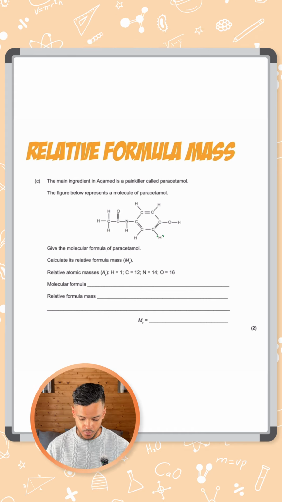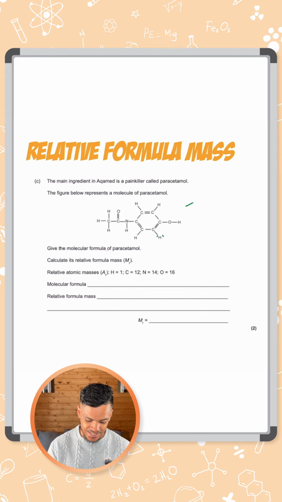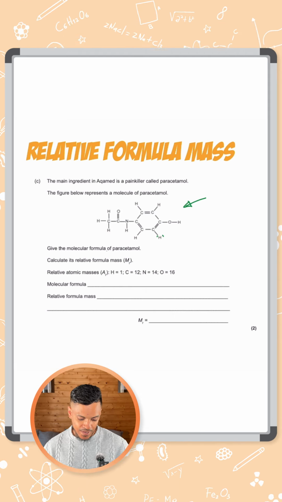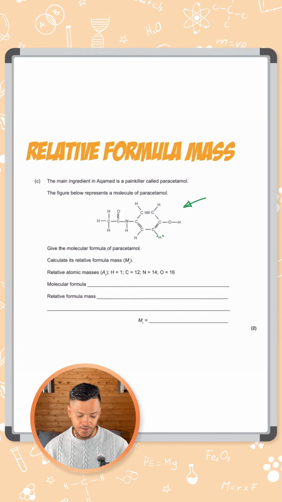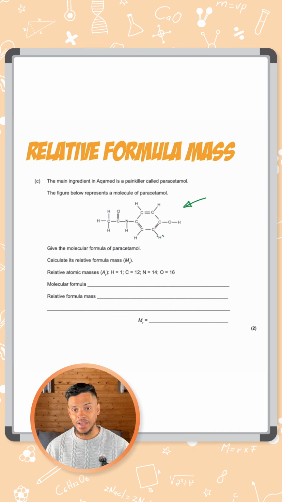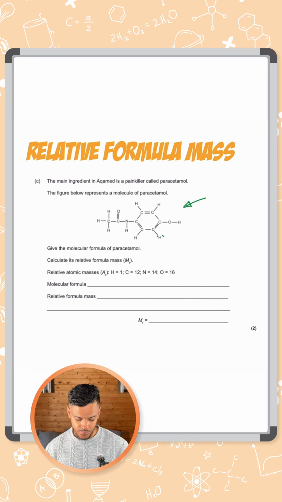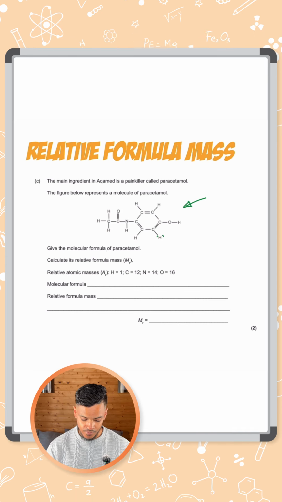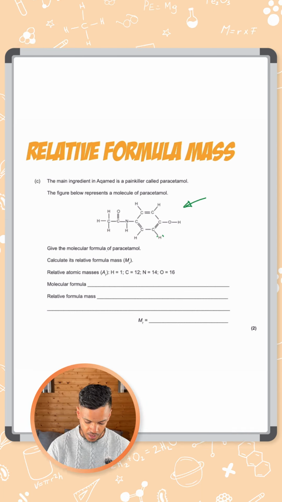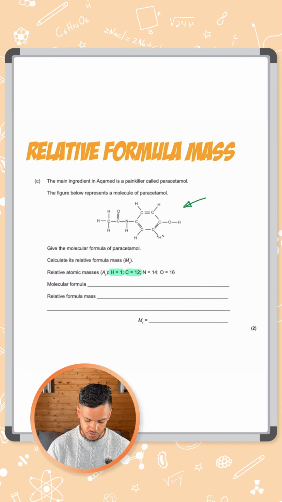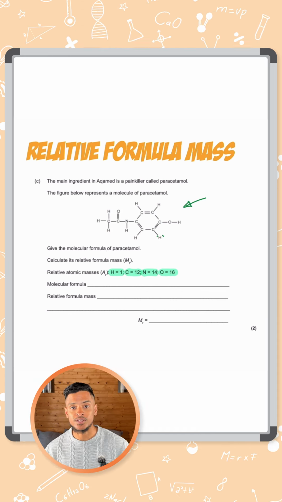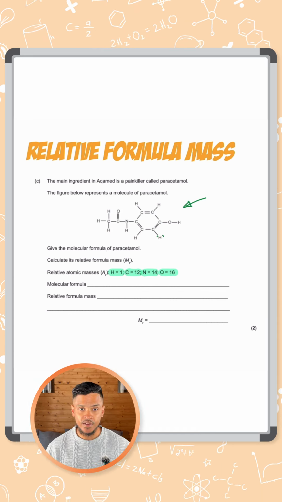of paracetamol. So what they've done here is they've given you a displayed formula of this molecule. The question says, give the molecular formula of paracetamol and calculate its relative formula mass, or its Mr in other words. What they've given as extra data is the Ars, the relative atomic masses of hydrogen, carbon, nitrogen and oxygen. So using this, we're meant to answer the question. So first question, find the molecular formula.